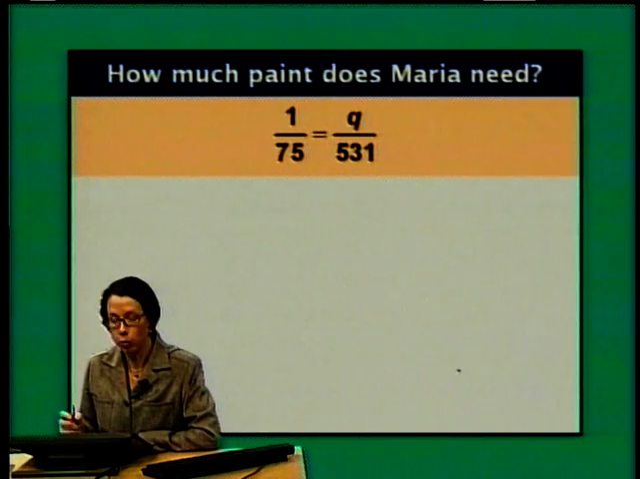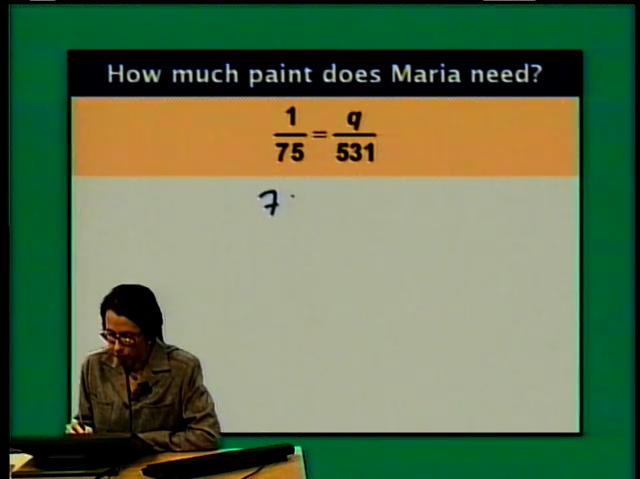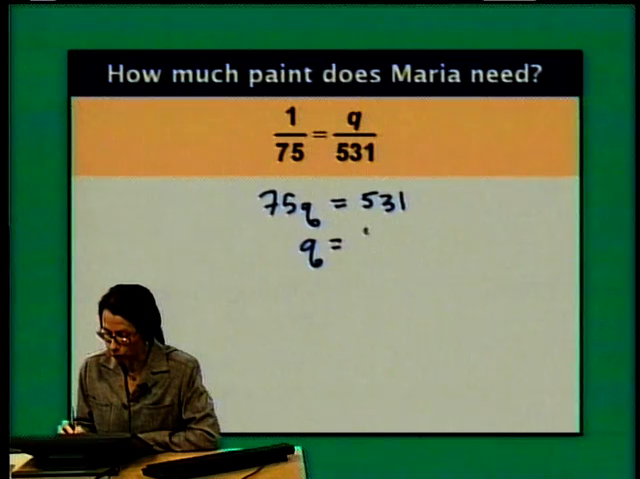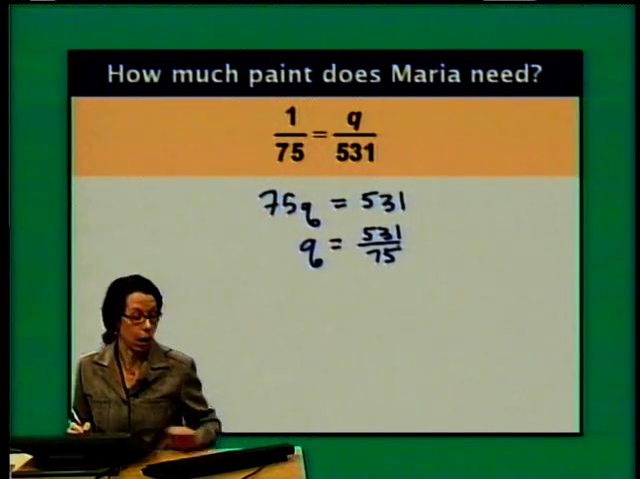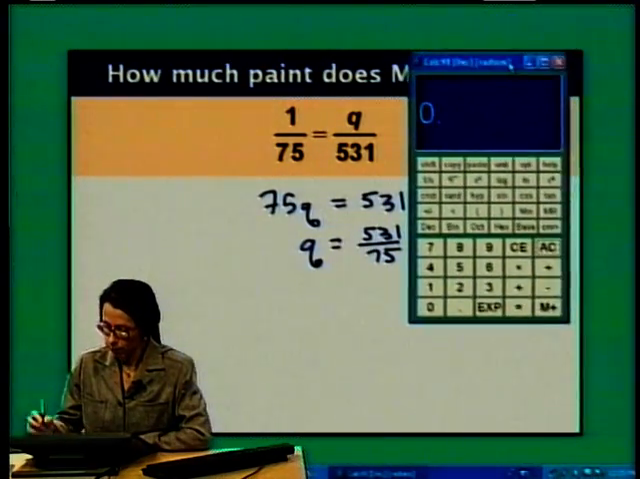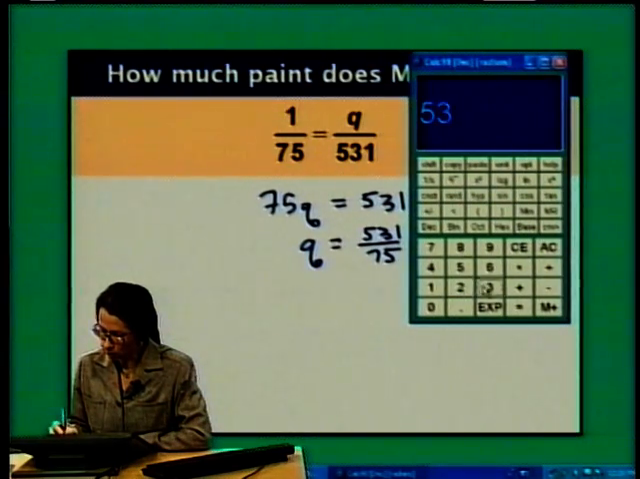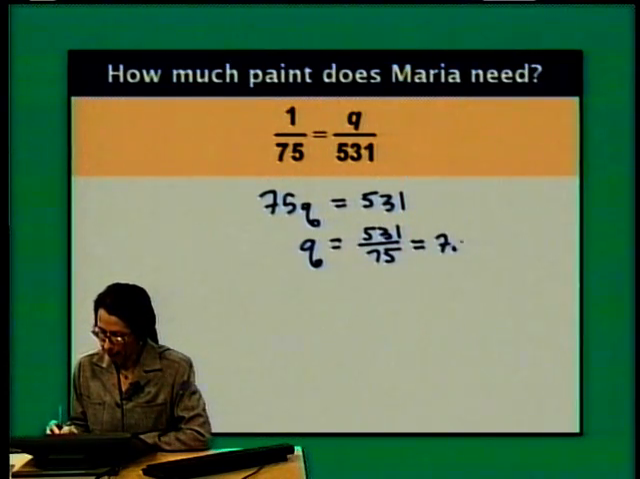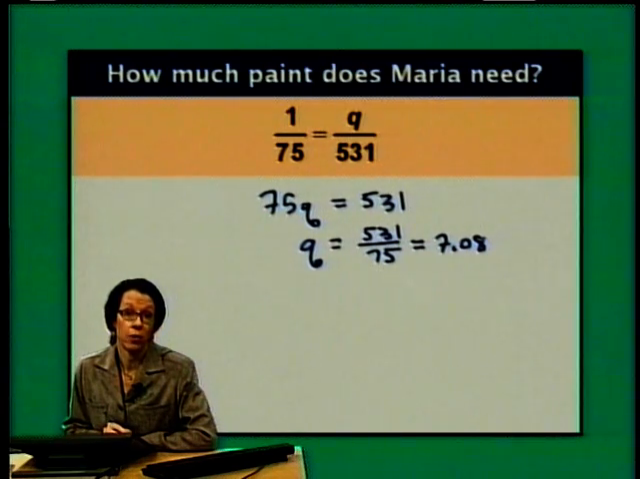If I cross multiply, I end up with 75Q equals 531. Dividing both sides by 75, I get Q equals 531 divided by 75. Let's calculate how many quarts of paint Maria needs. So 531 divided by 75 is 7.08. So Maria needs 7.08 quarts of paint to cover her ceiling.